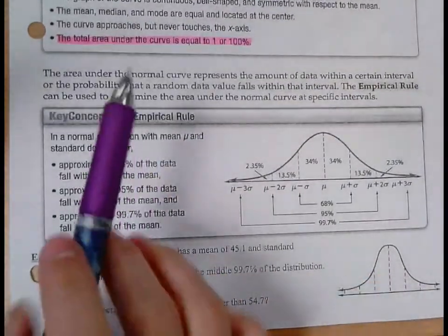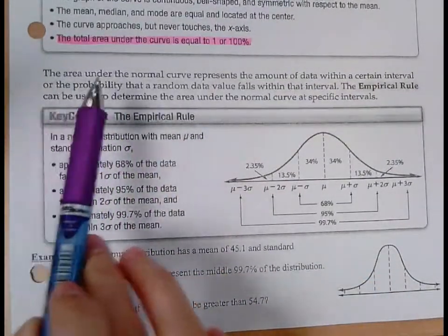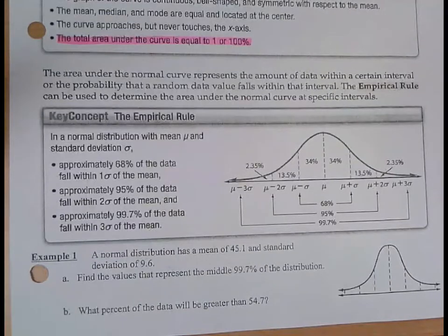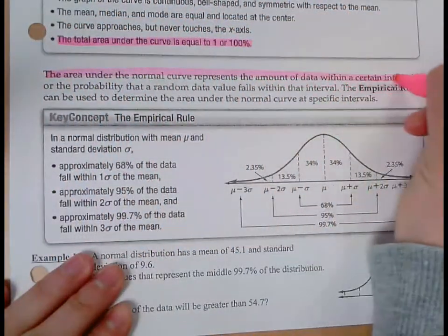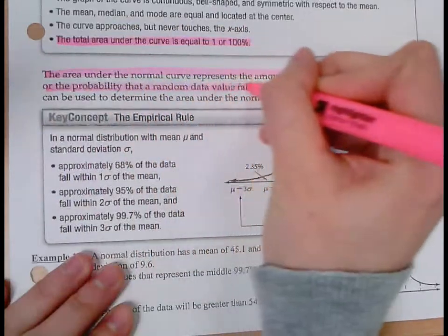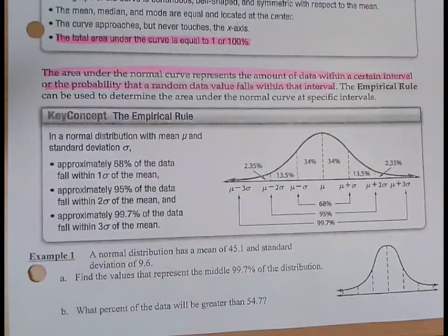And then we have actually what I just said. Area under the normal curve represents the amount of data within a certain interval, or the probability that a random data value falls within that interval. This is just something that is important for you to understand. Area under the curve is the amount of data, or the probability that a random data value will fall within that interval. And that's why the total area under the curve is equal to 1 or 100%.